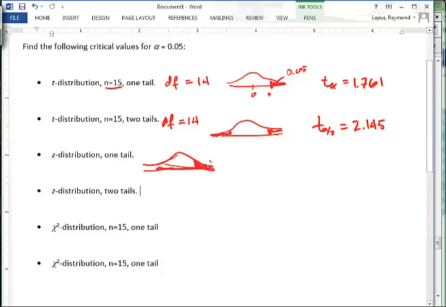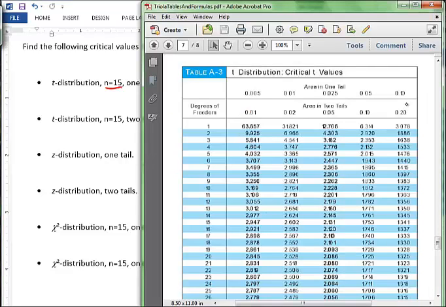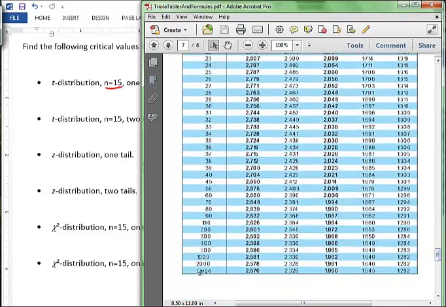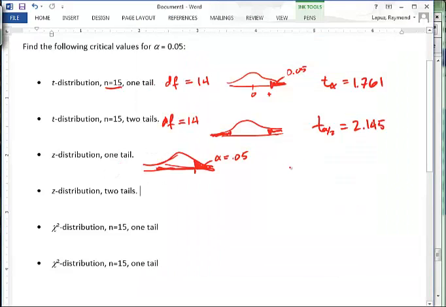So if we're looking at one tail where alpha is 0.05, much like how we found the t-distribution critical value, we can look at this also. Alpha is 0.05 in one tail, but this time if you go all the way down to the bottom, notice that the bottom row of the t-distribution says large, and that value there is the exact same z value that you would have gotten from table A2. So it's 1.645.